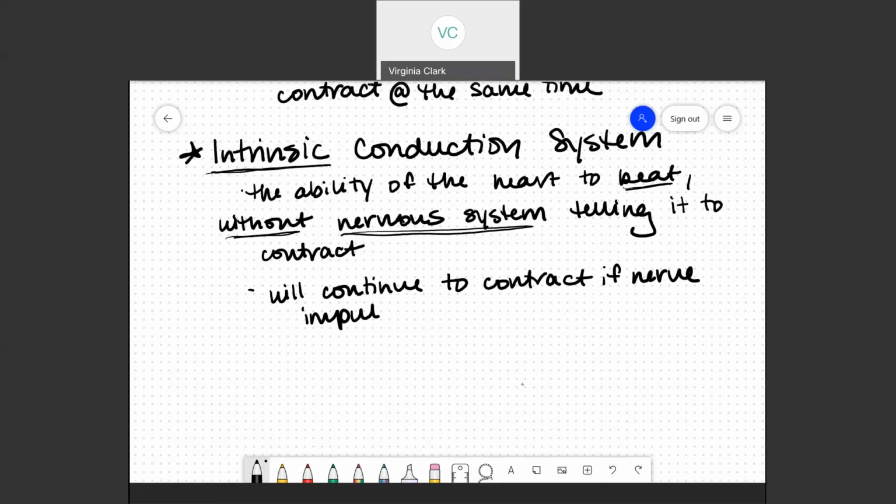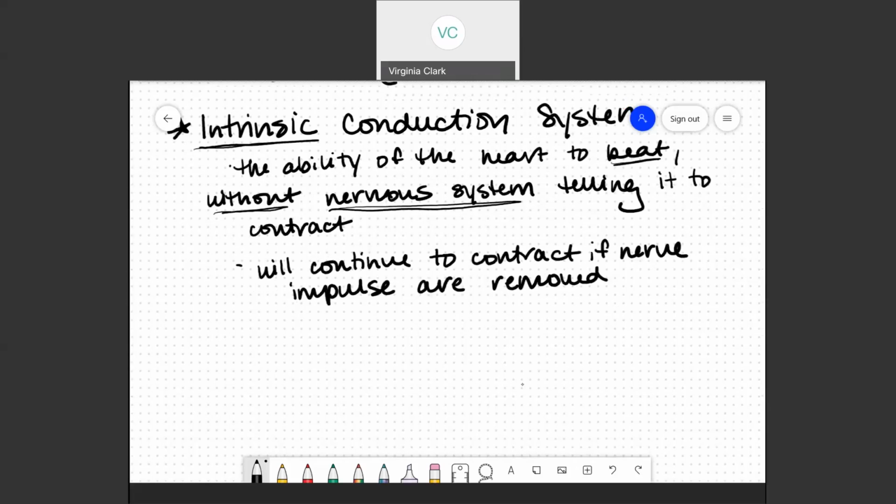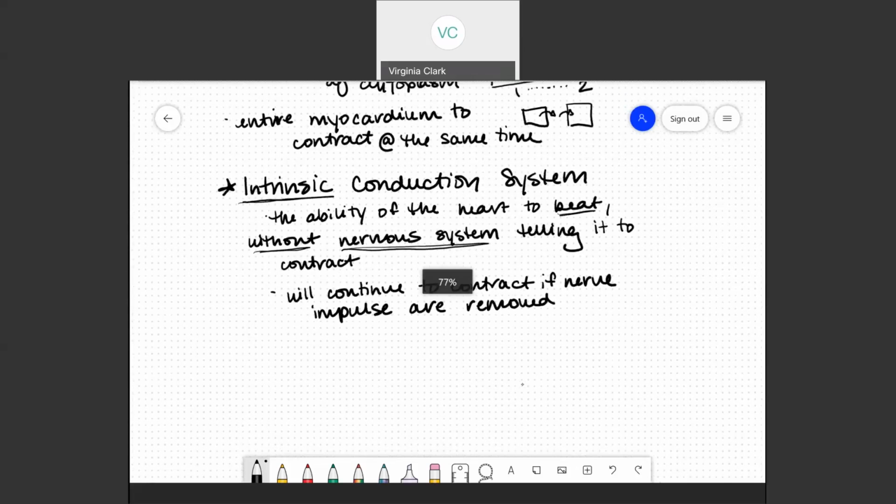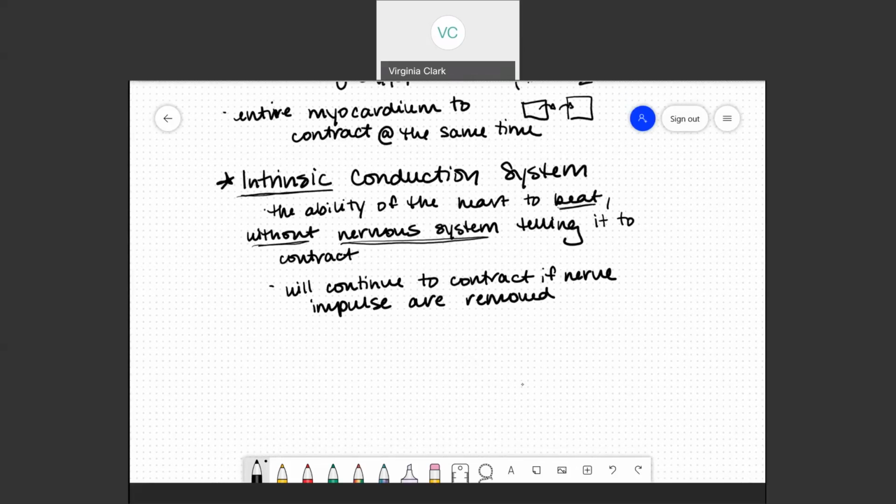So how in the world does your heart have the ability to contract on its own without the nervous system connected to it, telling it what the brain is telling it to do? It's a very cool system. It's the intrinsic conduction system, and it is super fascinating. So we're going to talk about that.